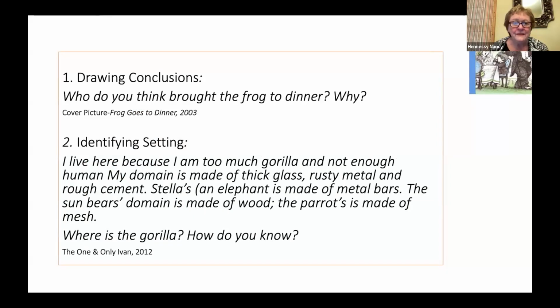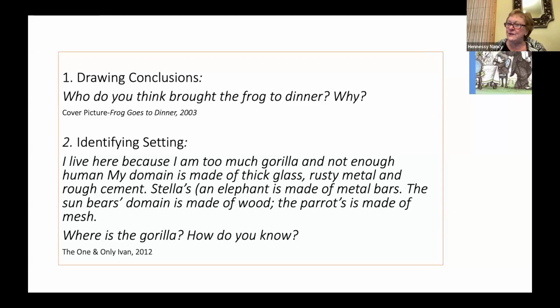But they can tell you, maybe on a literal level, what's going on with the character. So who do you think brought the frog to dinner and why? And when you see the picture on the cover of Frog Goes to Dinner, you can quickly come to the conclusion that it's a little guy. And what are we bringing to mind? What background knowledge? Well, the look that we get when we've done something and we're caught, right?